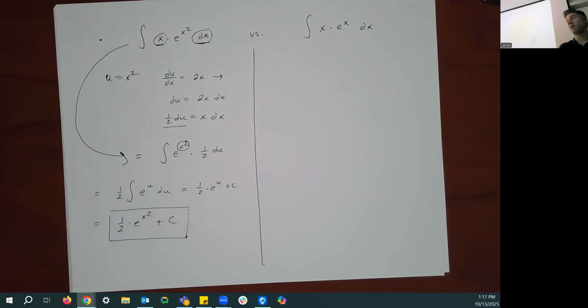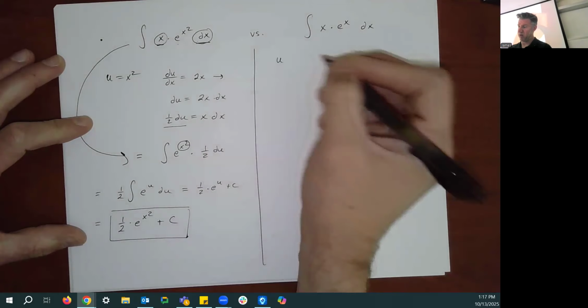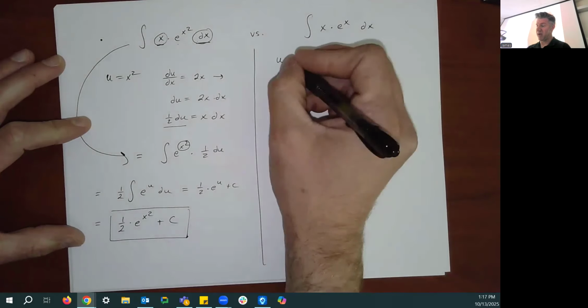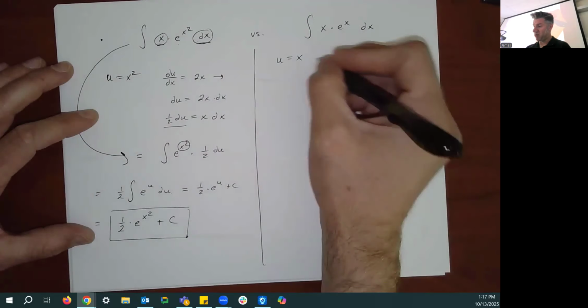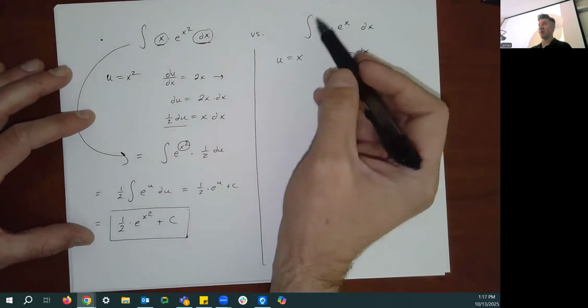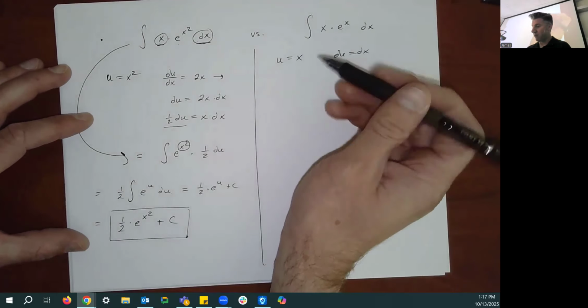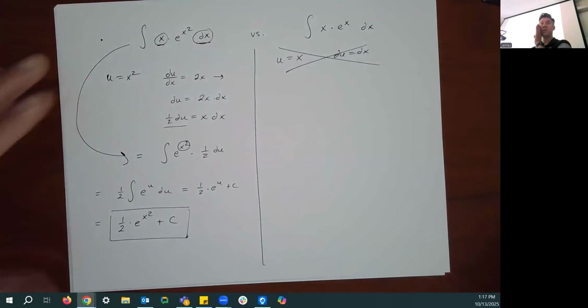On the other hand, this other problem is not a u substitution. There's not a good choice for u here. I mean, I can start going down the list. You should never let u equal x in a u substitution, because if you do, your du is just dx, and you're literally just rewriting the exact same integral with a different letter. So never a good call to let u equal x for a u substitution. Totally fine for integration by parts.